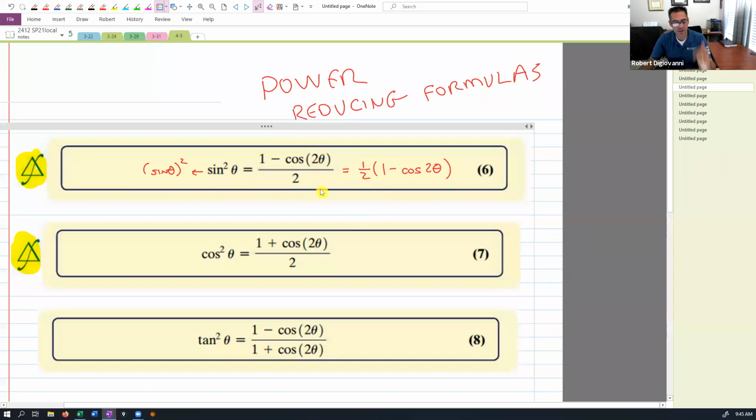You can split this into 2 fractions. Make it 1 over 2 minus cosine 2 theta over 2. And since these both have a 1/2, you can pull the 1/2 out, and you get this. So do you all agree that that's the same expression? Any questions on that? Why this is the same?